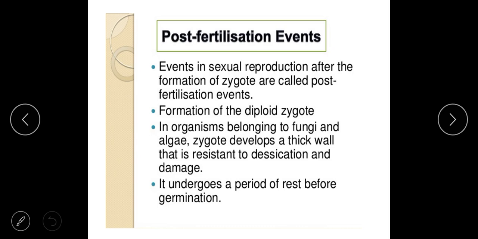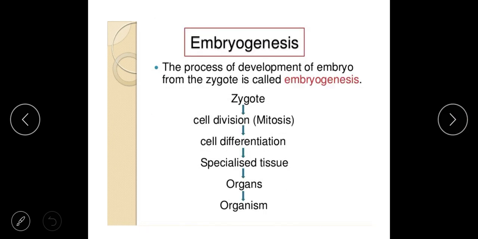After fertilization, what are the post-fertilization events? Post means after fertilization, the events which take place inside the organism or the zygote. The zygote divides, redivides, and gives rise to the embryo. The embryo develops into an organism. We call it embryogenesis. This is the process of development of the embryo from the zygote. The flowchart has been shown.